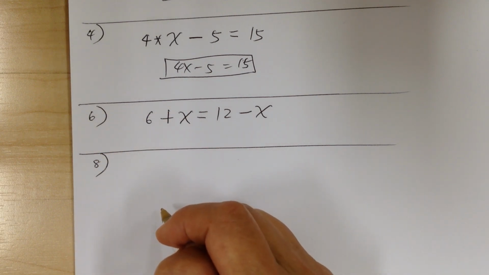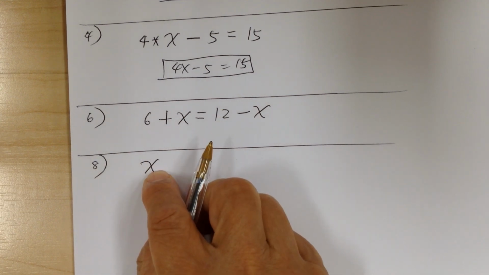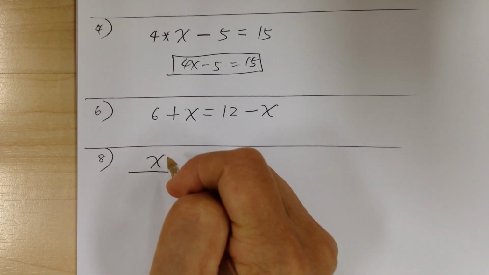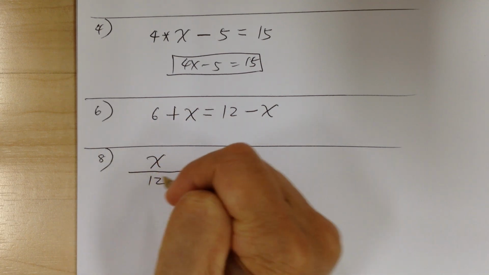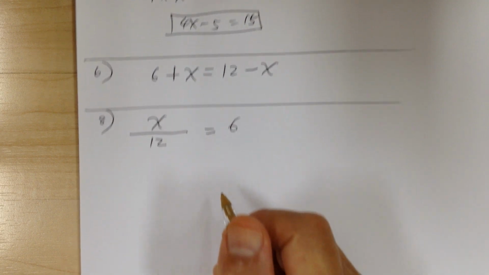Number 8. An unknown number, so that's x. An unknown number divided by 12 is equal to 6. And that's it.